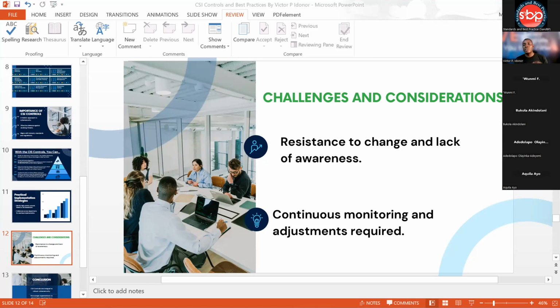Next is continuous monitoring and adjustment. It's very much required. It's not enough to apply today and think, well, from now to the end of the year, we are safe. No, there's need for continuous monitoring and adjustment as services, solutions, and products are changing within your organization, and policies are changing. Also ensure that you are putting adjustments in place that align with your security goals and objectives.